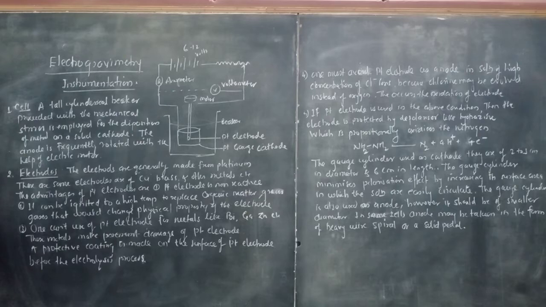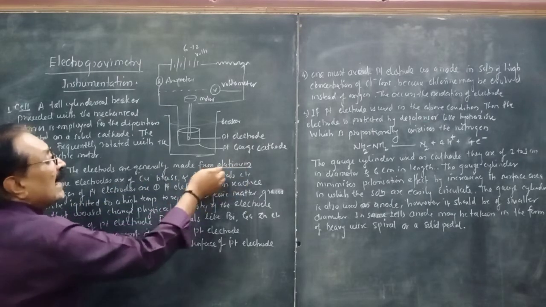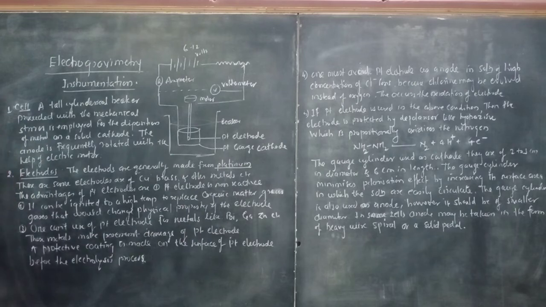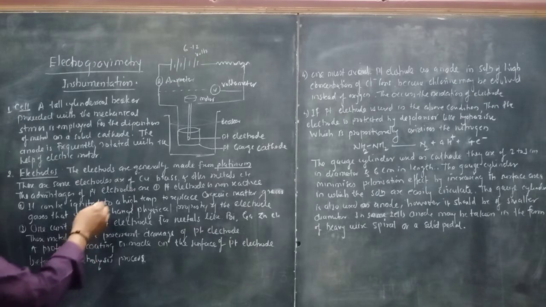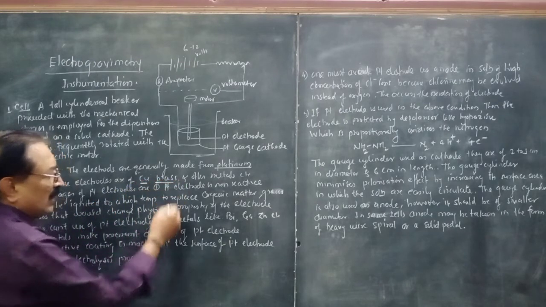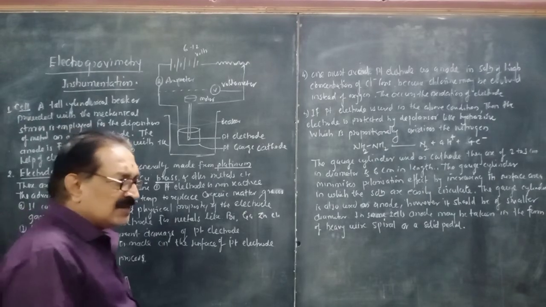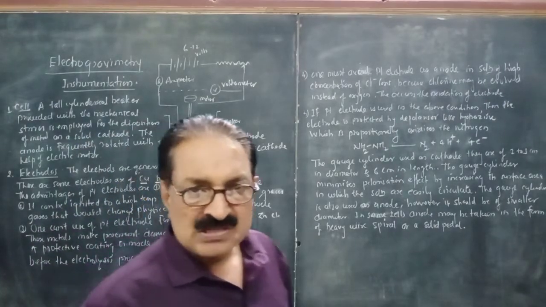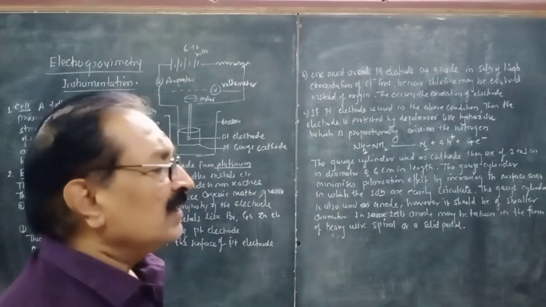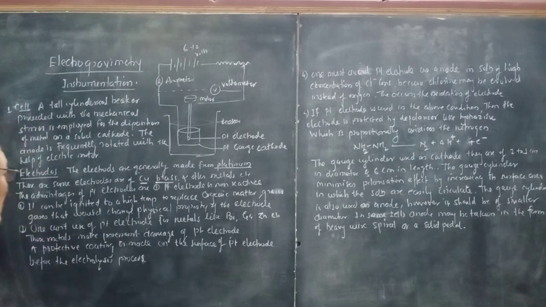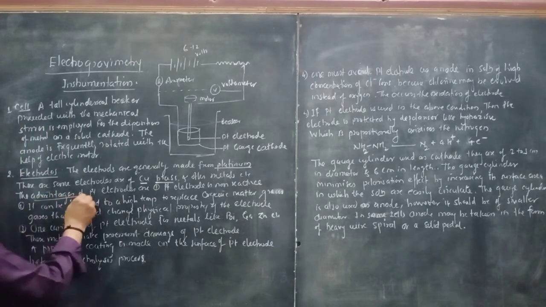The second one is the electrode. The electrodes are generally made of platinum. In this method, platinum electrodes are used. There are some other electrodes, like copper electrodes, brass electrodes, or other metal electrodes, that are also used. But instead of the other electrodes, the platinum electrode has more advantages.